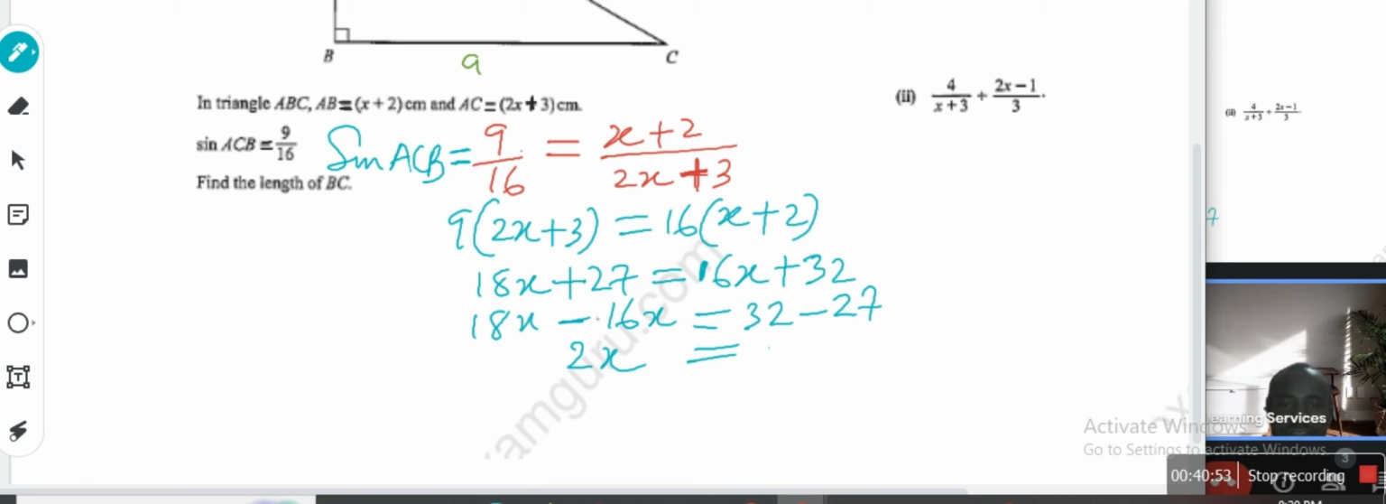Is 15. No, what's that? Please, your calculator. Five. What do you get? Five. 5, okay. So what's x? 2.5, right? Yeah. 2.5. So it says find the length of BC.